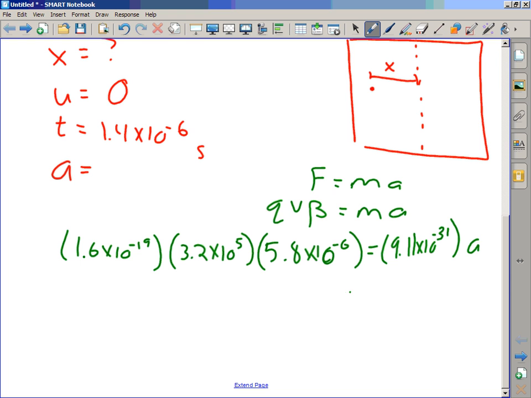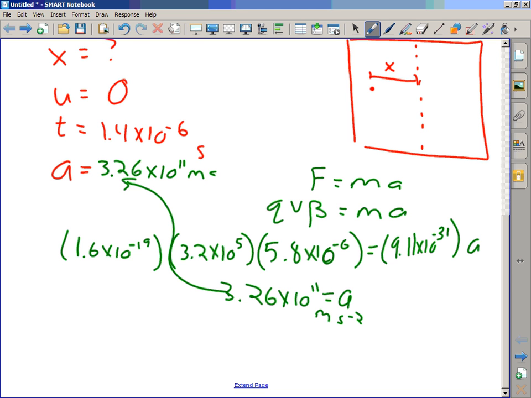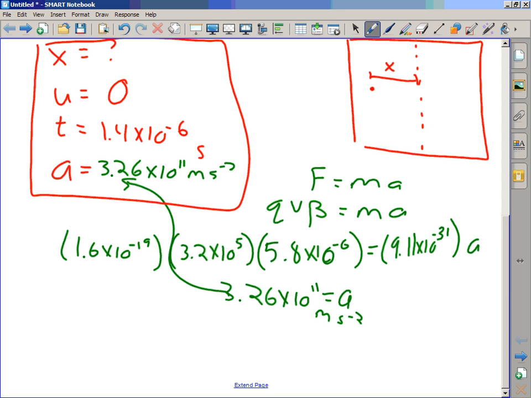Solve for the acceleration. All right, so we got an acceleration of 3.26 times 10 to the 11th meters per second squared. So now that's this acceleration here, right? Now look at your kinematics. I'm looking for x. I know initial velocity, I know time, I know acceleration. Which kinematic equation do you want me to use?